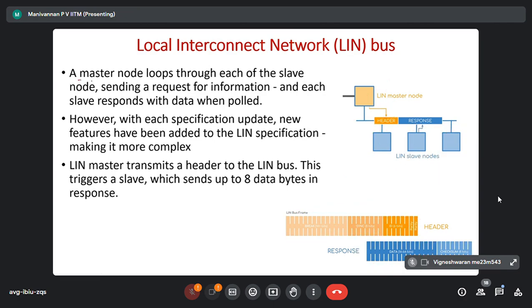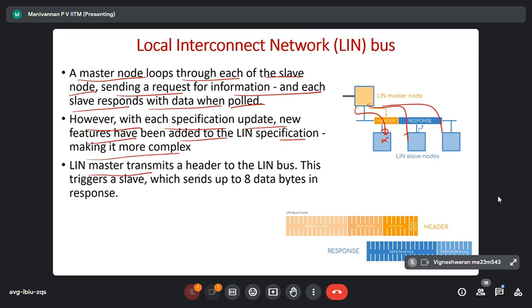So the master node loops through each slave node, sending the request information. Each slave responds to the data when it is polled. Master will ask this fellow. Okay, if this fellow is not responding, then this fellow. So whoever has data, they respond. Right? However, with each node specification update, new features have been added, making it more complex.